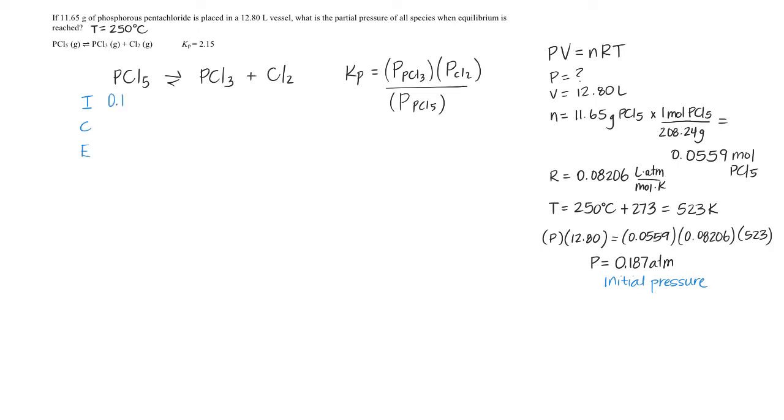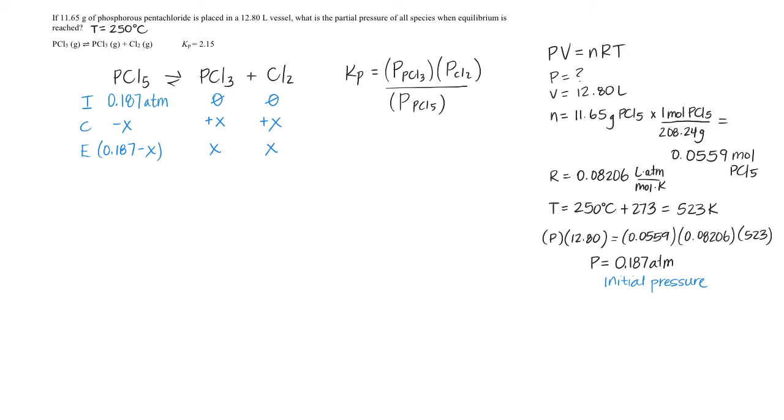So we've got our 0.187 atmospheres, and we haven't created any PCl3 or Cl2. Only one way the reaction can proceed, and that is forward. So minus x, plus x, plus x. And at equilibrium, we add the I and the C.